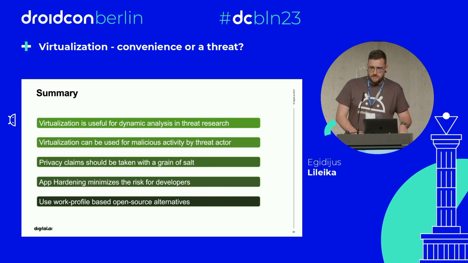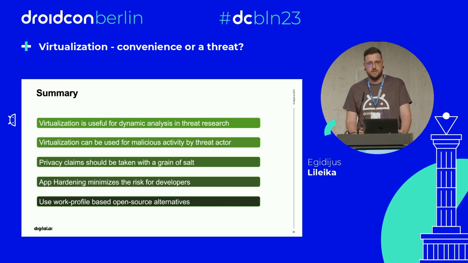Let's summarize everything I talked about today. Virtualization is useful for dynamic analysis in threat research. I started utilizing virtualization software where hooking is not really allowed in day-to-day work. Virtualization can be used for malicious activity by threat actors, and they can do this stealthily without you even noticing, or to analyze your application, reverse engineer it, and so on. Privacy claims should be taken with a grain of salt, because virtualization software has full control over a virtualized application, and I wouldn't entrust my privacy to that kind of software.